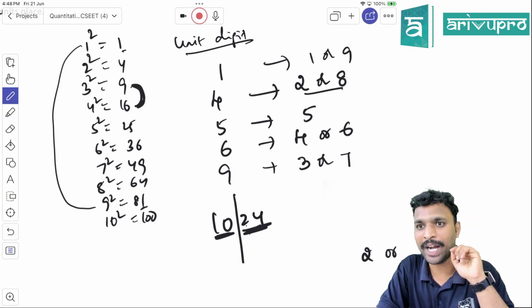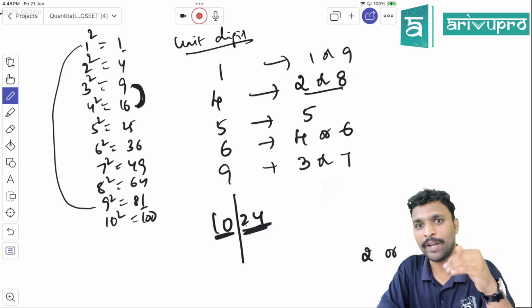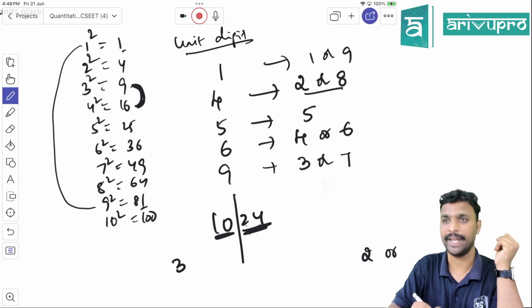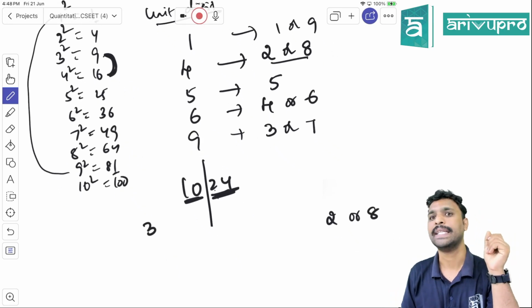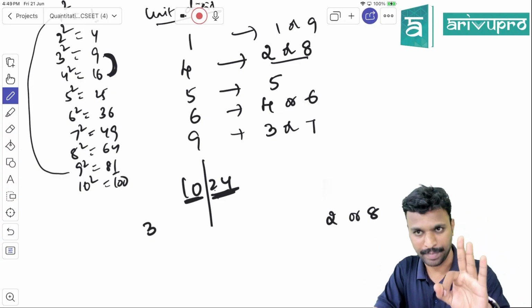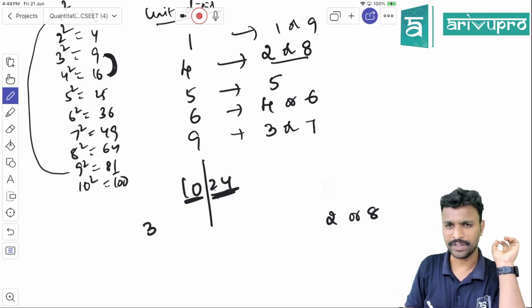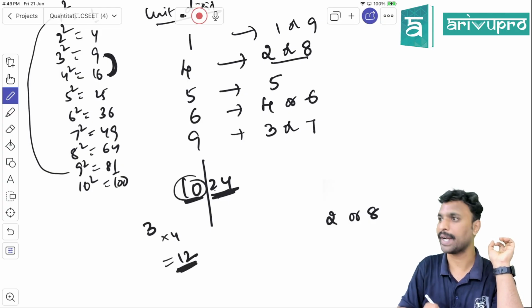So definitely it can't be 4 square. 4 square is 16. It is more than that. It will be definitely nearer to 3. So the number that I should take is 3. Now it could be either 32 or 38. How to decide whether it is 32 or 38? Now, what comes after 3? 4. Multiply 3 into 4. How much will you get? 12.